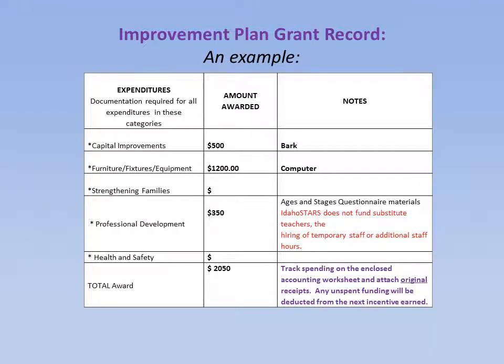Here's an example of an improvement plan grant record. Note that the amounts budgeted are listed, as well as what the funds are to be spent on. Substitutions cannot be made for funding without written permission from IdahoSTARS. Also note the information in purple in the bottom block. Any unspent funding will be deducted from the next incentive earned. What that means is that any money you do not spend will be deducted from the amount you earn on an achievement award or on your anniversary.